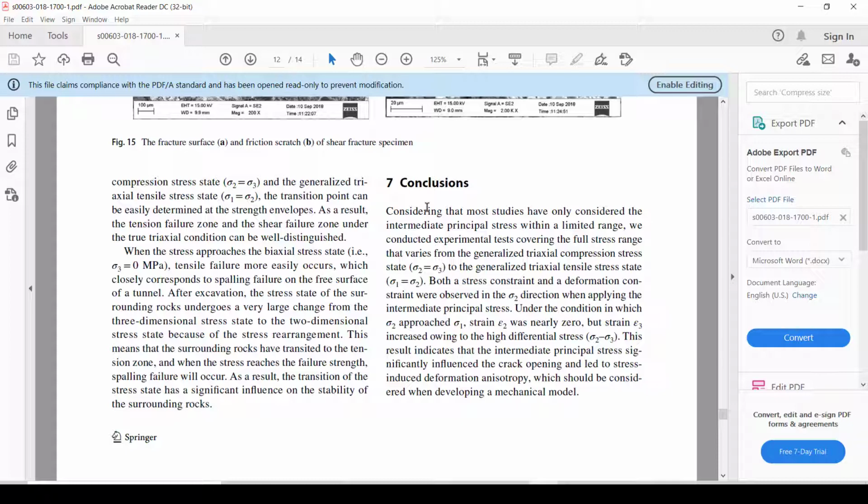So what the conclusion means is the comparison with other works, and the thoughts of the researcher or the scientist who is writing this paper or doing the research.